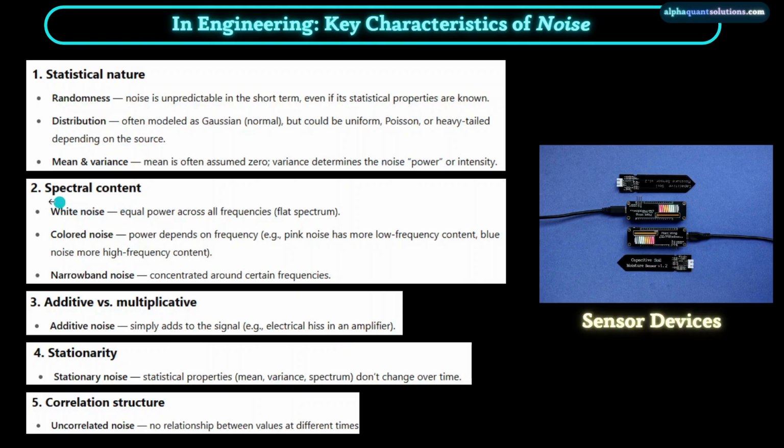Moving now to the second part, the spectral content or frequency content. Here we have three options. Either it is white noise, as we described just before, so this means equal power across all frequencies, a flat spectrum. Or it is colored noise, so this means that the power depends on frequency. We could have pink noise, which has more low frequency content, or blue noise, which has more high frequency content.